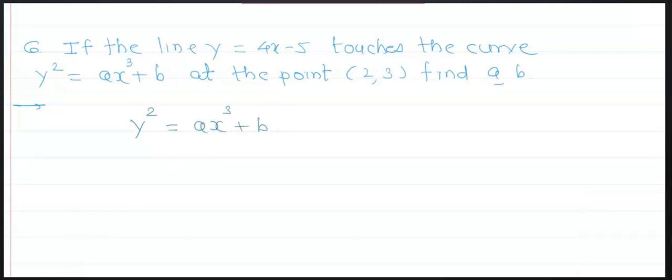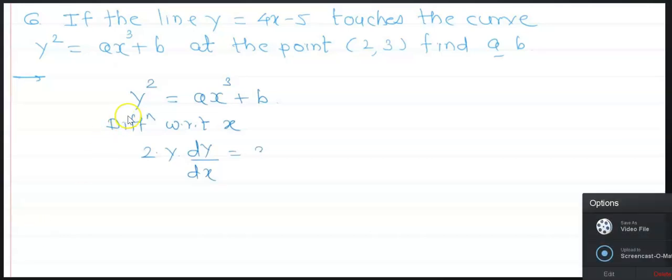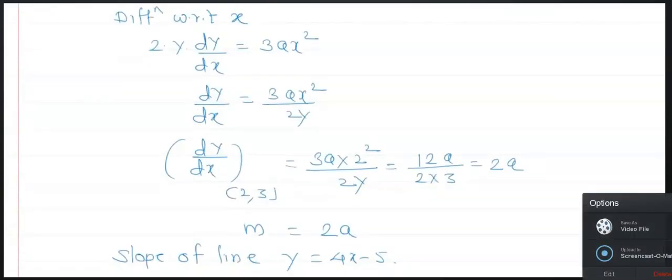Now y square equals ax cube plus b. Differentiate this with respect to x. The derivative of y square is 2y into dy by dx. The derivative of ax cube is 3ax square, plus the derivative of b is 0. And that's why you will get dy by dx equals 3ax square upon 2y. Therefore, dy by dx at the point 2, 3: substitute x equals 2 and y equals 3. Then you will get 12a upon 6, that is, overall 2a. That's m equals 2a.